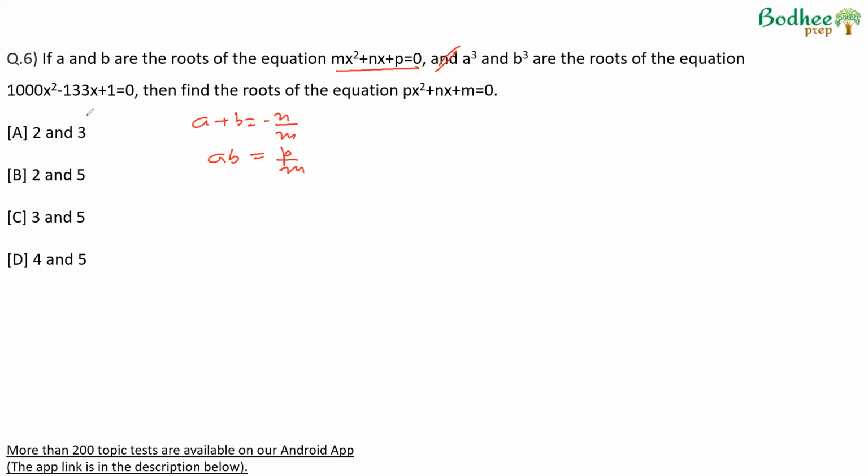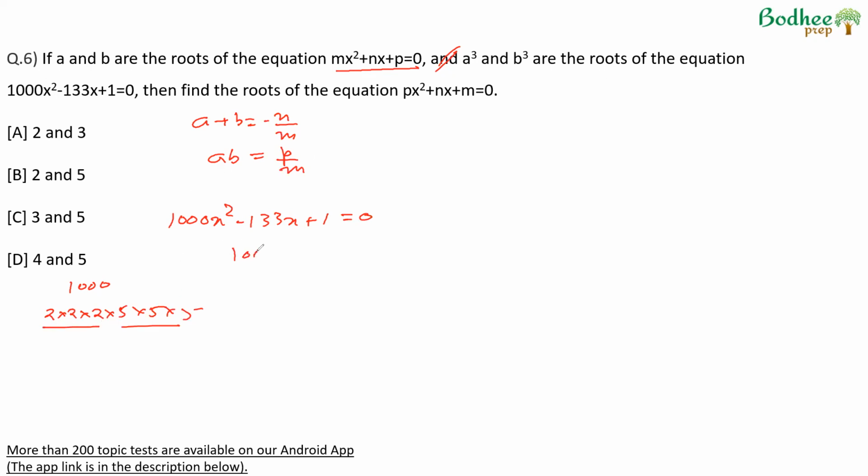Let us try to solve this equation. If we have 1000x square minus 133x plus 1, we are looking for two numbers which have a product of 1000 and a sum of 133 because the product is positive. 1000 is 2 into 2 into 2 into 5 into 5 into 5, which is 10, 10, 10. Now 2 into 2 into 2 is 8.